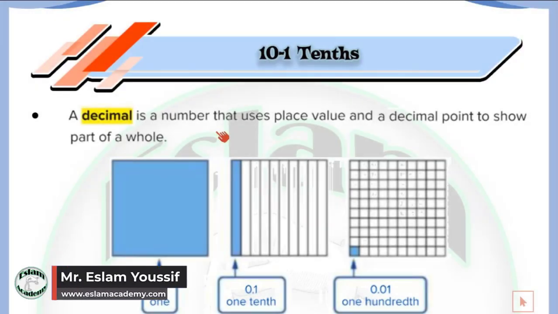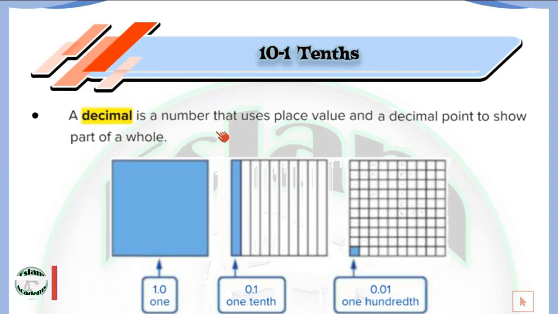In this video we are talking about tenths. But at first, what is the meaning of a decimal? A decimal is a number that uses place value and a decimal point to show a part of a whole one. As we talked about before with fractions, a fraction is a part of a whole one. The decimal also uses numbers and a decimal point to represent a part of a whole one.